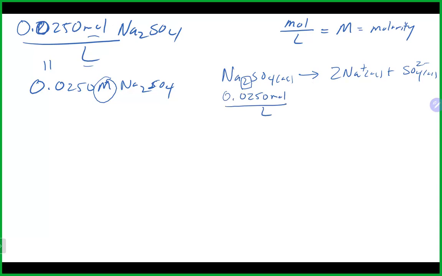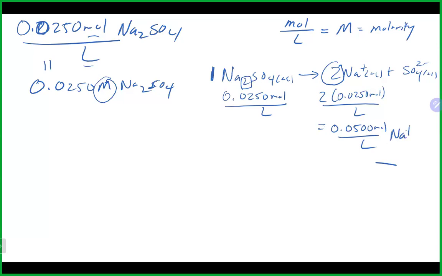And we do it just like we do stoichiometry, basically. So for every one of the whole things, how many sodium ions do I get? 2. So basically, you multiply that concentration by 2, and that will tell you the concentration of the sodium ions floating around. So if we did that, it would basically be 2 times 0.0250 moles per liter, and that is going to give us 0.05 moles per liter. And that is basically our concentration of our sodium ions that are floating around in the solution.